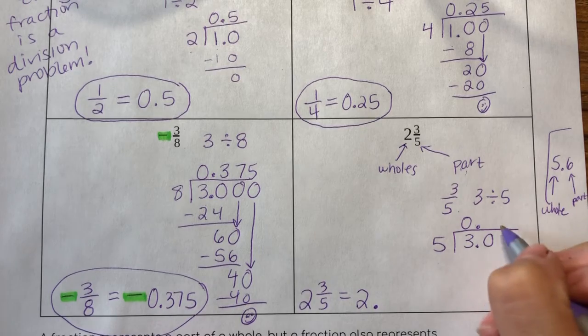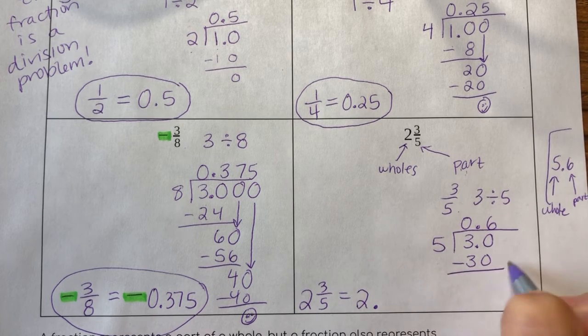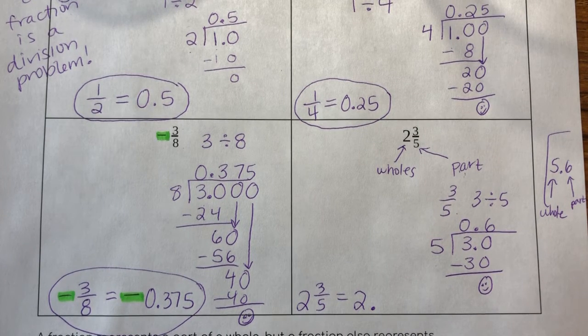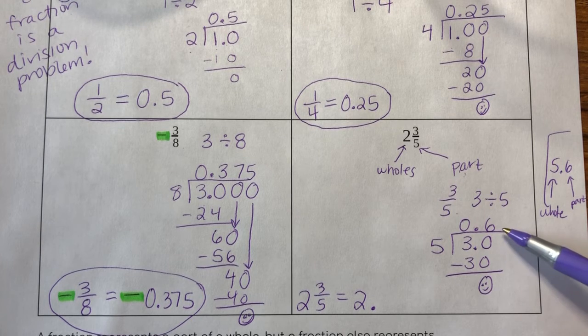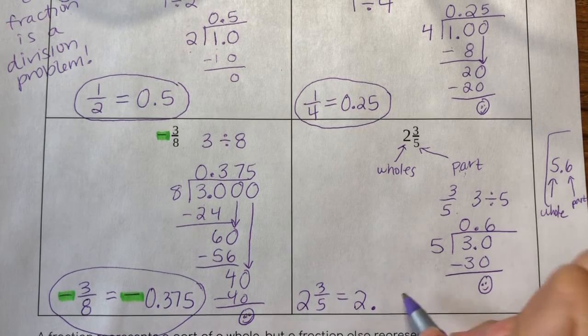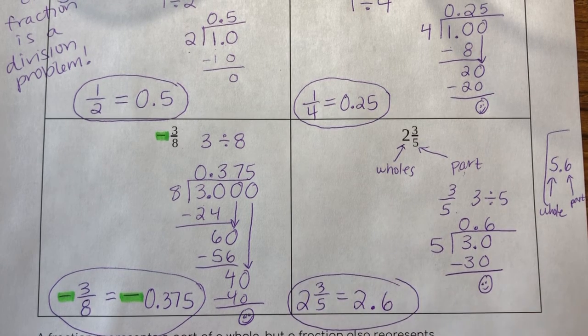5 goes into 30. Oh, so nice. It goes in exactly 6 times because 5 times 6 is 30. I'll subtract it off. Be happy that 30 minus 30 is 0. Happy 0, I'm done dividing. So that part, 3/5, is the same thing as 0.6 or 6/10. So I need to add that extra 0.6 onto my 2. So 2 3/5 will be 2.6, or 2 6/10. These guys are equivalent and in 2 different forms.